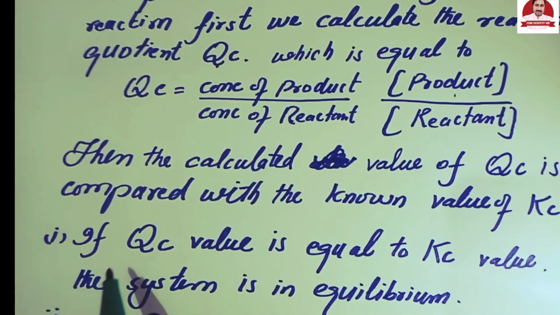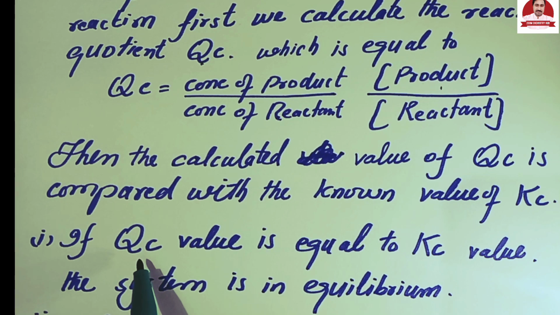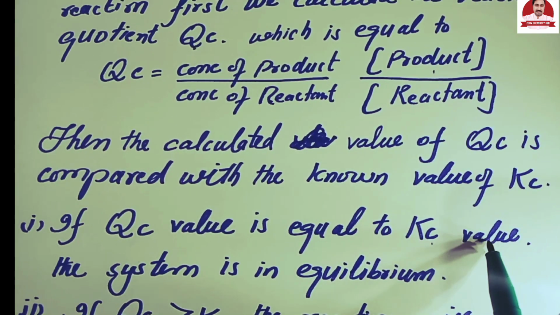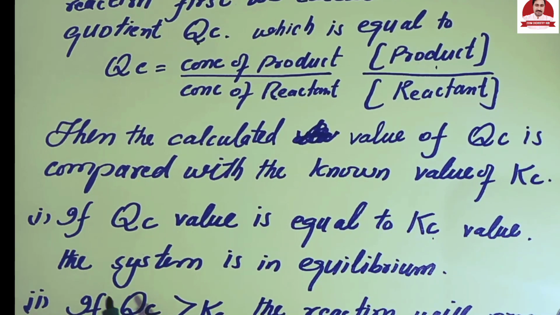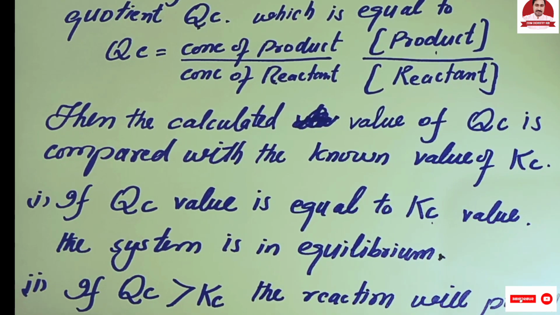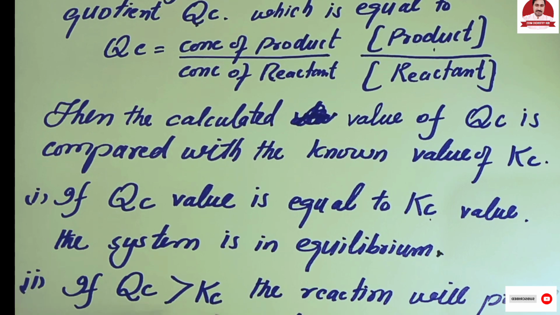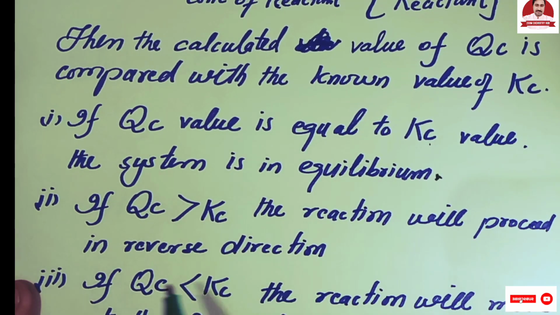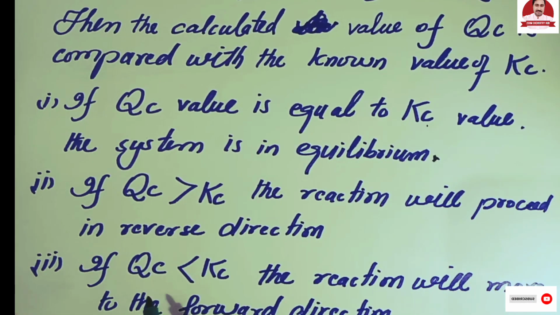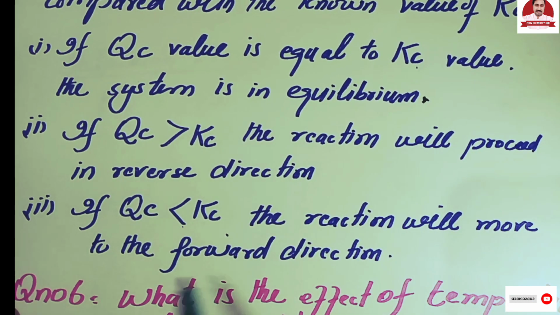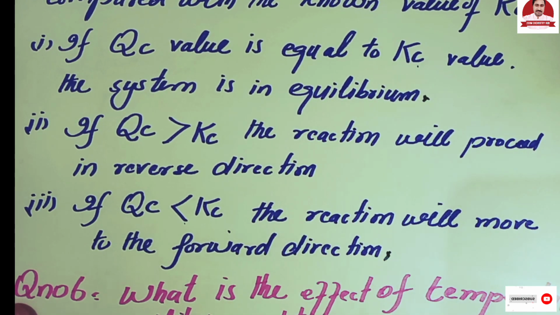So if reaction quotient Qc value is equal to Kc value, the system is in equilibrium. The system is in equilibrium state. If the Qc value is greater than Kc, the reaction will proceed in the reverse direction, and if the reaction quotient value is smaller than Kc, the reaction will move in the forward direction.